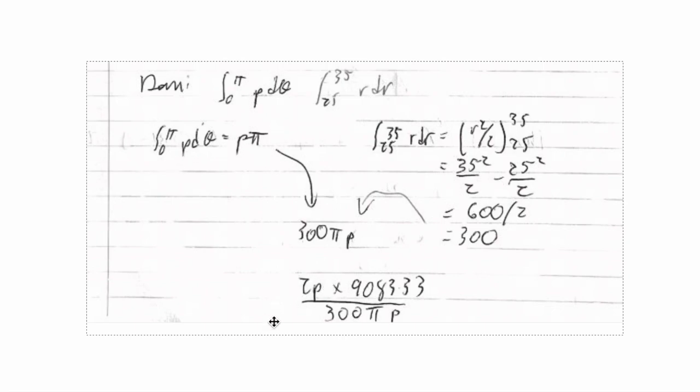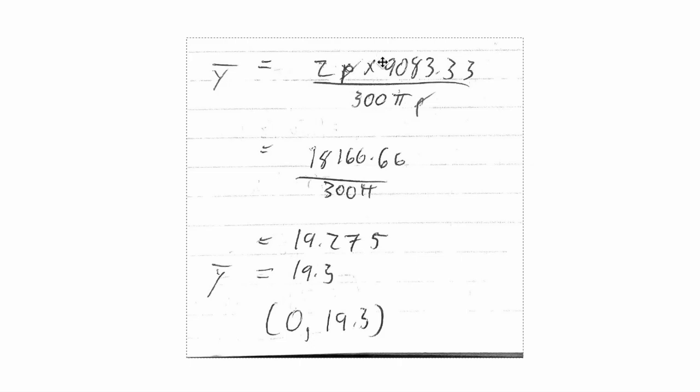For the expression in full, 2 times rho times 9,083.33 all over 300 pi rho. So now we just go about solving that, nice and easy. The rhos cancel out, so then we're just left with this number. You just plug that in the calculator and you will get 19.275, which you can round to 19.3 for our y coordinate.